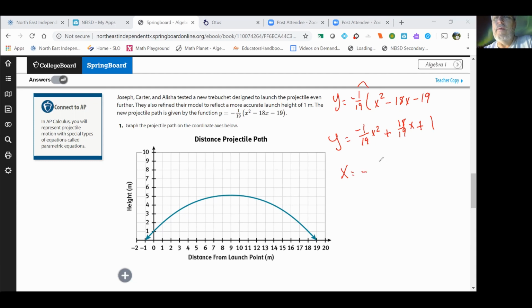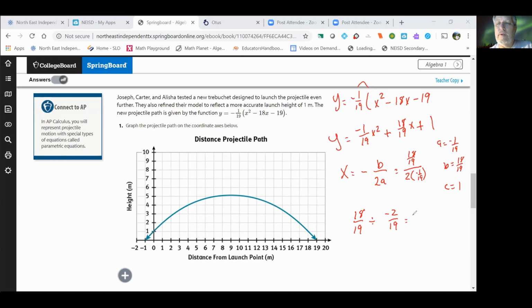All right, so now what we can do is go ahead and find our axis of symmetry, or x value. X is equal to -b/2 times a. And we're just going to plug these in. So we look for a, b, and c. So a is equal to -1/19. B is equal to 18/19. And C is equal to 1. So we'll go ahead and fill this in. B is 18/19. And 2 times A is -1/19. So let's go ahead and write this out as a division problem. So it's going to be 18/19 divided by -2/19.